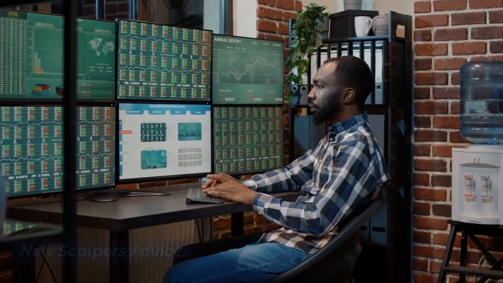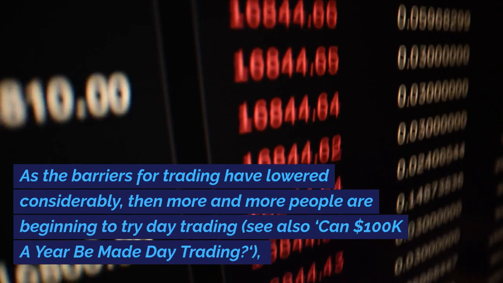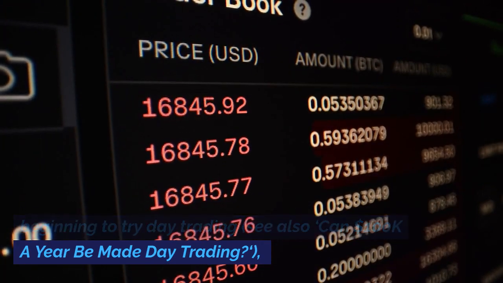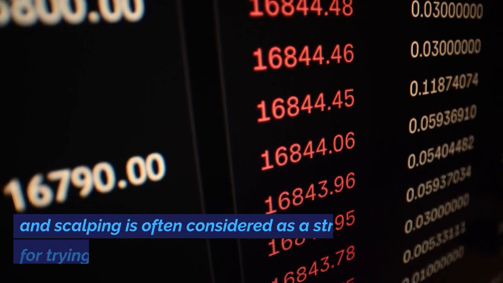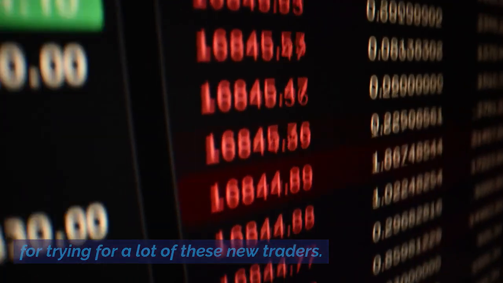New scalpers' advice. As the barriers for trading have lowered considerably, more and more people are beginning to try day trading. See also, can 100K a year be made day trading? And scalping is often considered as a strategy for a lot of these new traders.